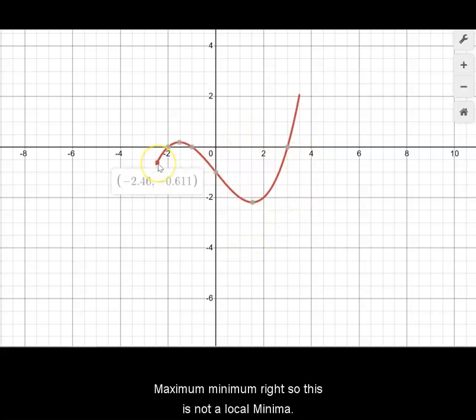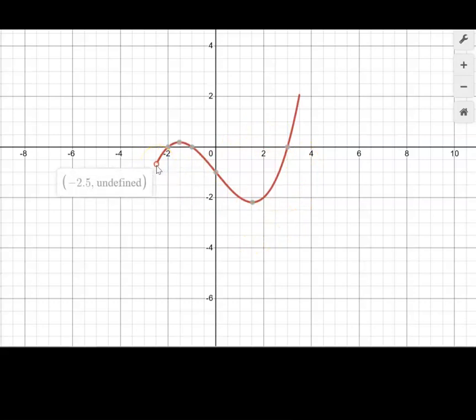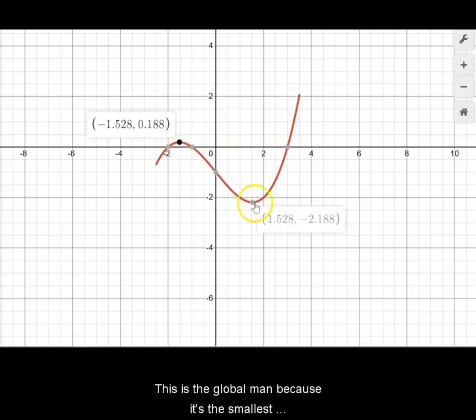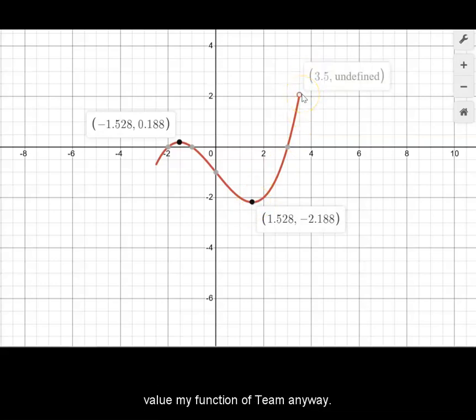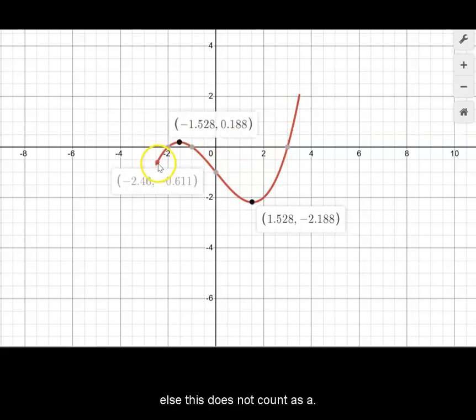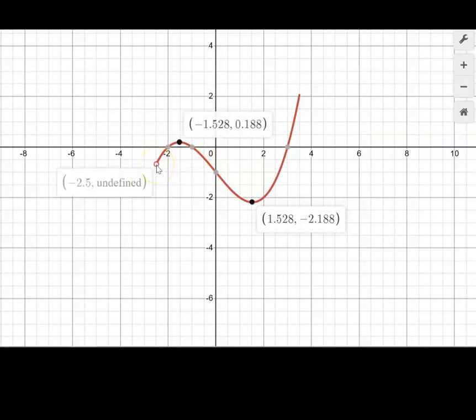So this is not a local minimum, okay? This is a local max. This is the global max. This is the global min because it's the smallest value that my function obtains anywhere. This is the largest value my function obtains anywhere. Here, my output values are larger than all of the other values around it, but it is not a global maximum. It's just locally larger than everything else. This does not count as a local minimum.